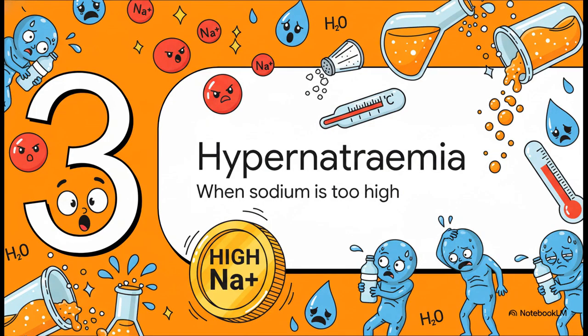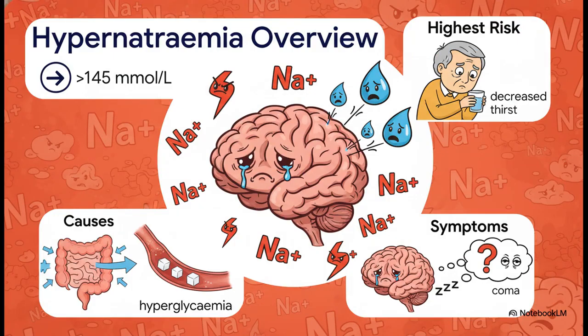Okay, we have a really solid grip on hyponatremia now. So let's flip the coin and take a look at the opposite problem, hypernatremia, which is when the sodium level gets too high. Hypernatremia is defined as a plasma sodium over 145. Now, unlike hyponatremia, this condition is always a hyperosmolar state, which just means the blood is too concentrated.